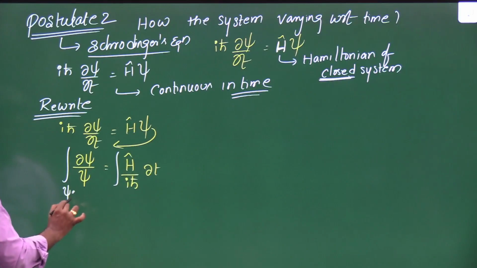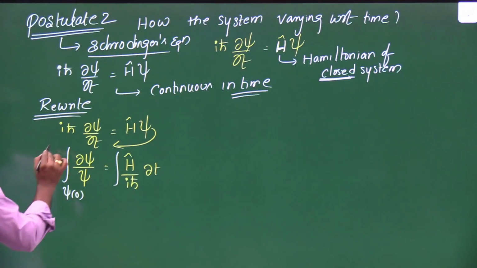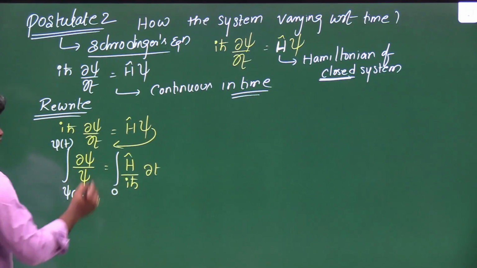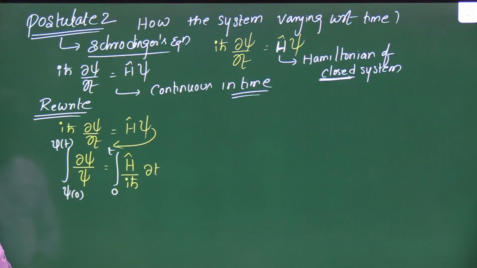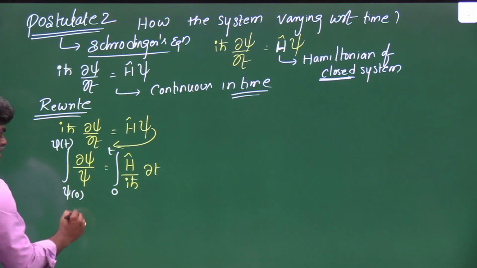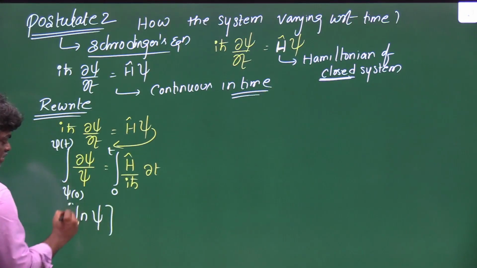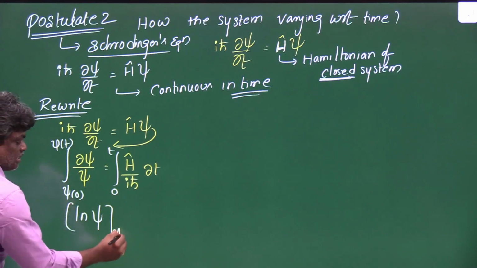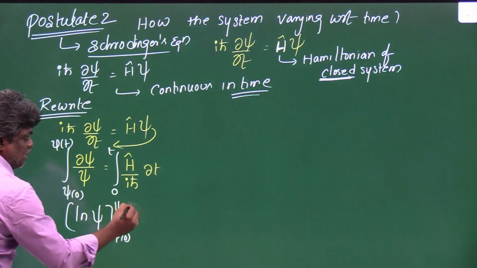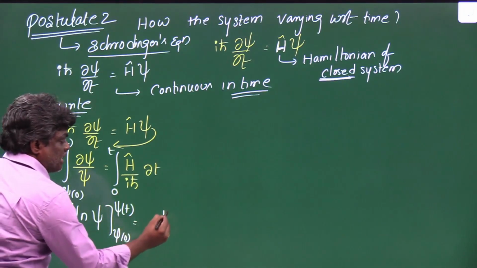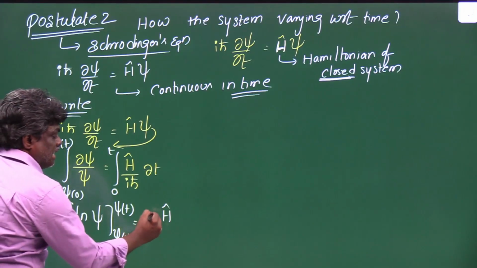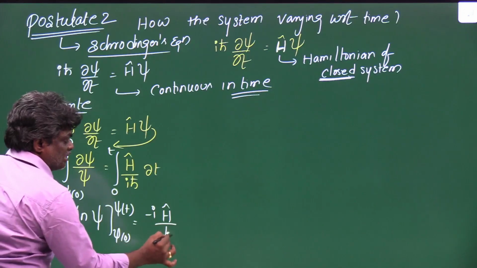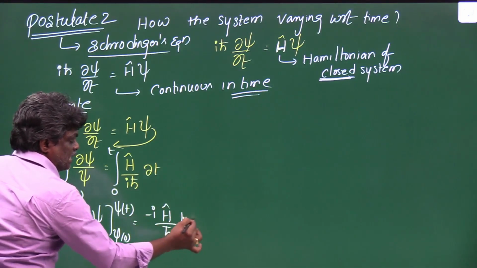Now I am assuming at a time t equal to 0, psi naught. At a time t, it is psi of t. Initial 0 and final time is t. Dou psi by psi is nothing but log psi, because integral of 1 by x is log x. This is psi of 0 and this is psi of t equal to H cap will be as it is. I think I can write it as a minus iota, because I can bring this iota here, by h cross. Integral dt is nothing but t. Am I right?